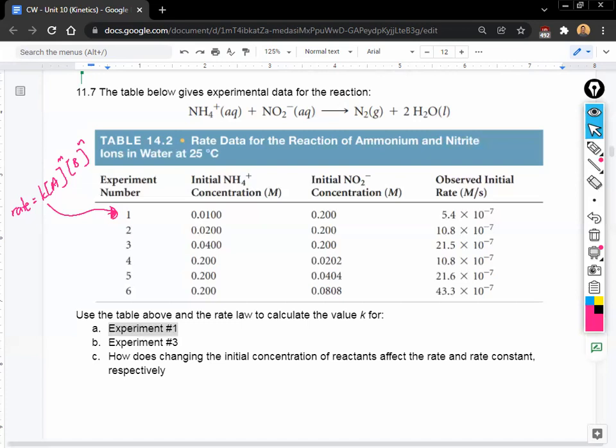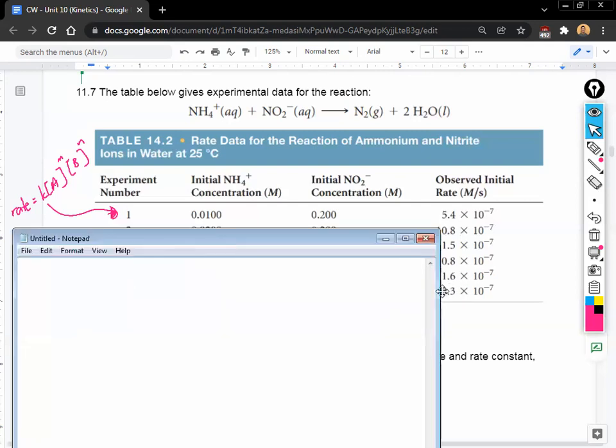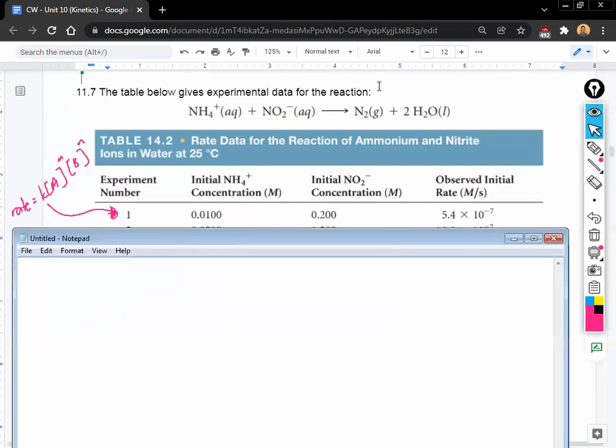All right, guys, if you're still working on it, feel free to finish up, but I'm going to start going over it for the sake of time. What we're going to be doing is calculating the value of K for experiment 1. I'm going to cover up everything else because everything else is not that important right now. We're just going to be looking at experiment 1.